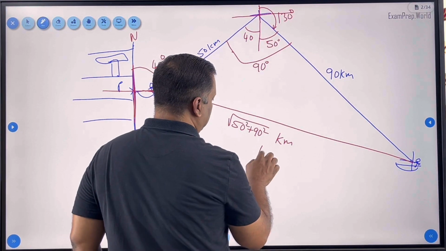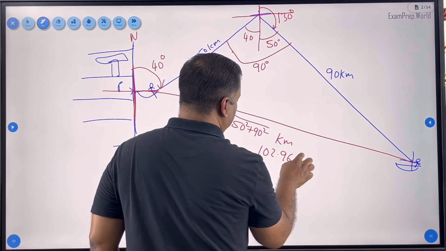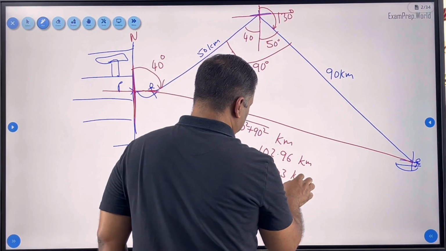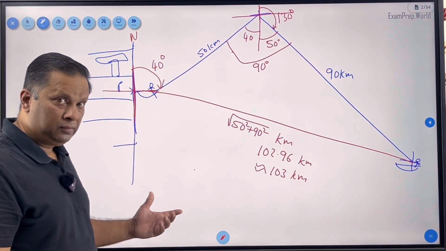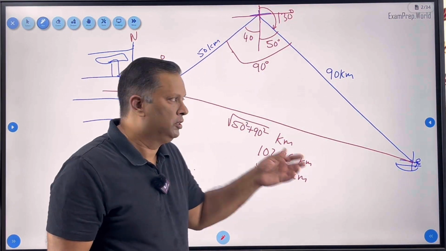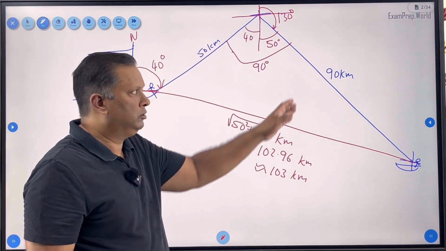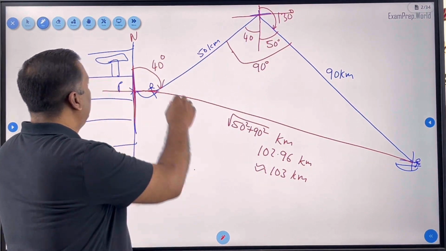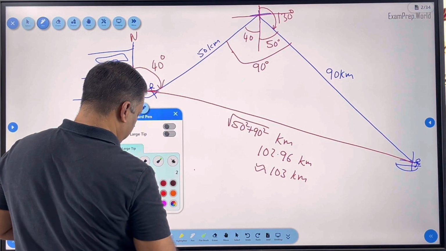102.96 kilometers, approximately 103 kilometers. Okay. We know the rescue has to go how much? 103 kilometers. Which direction? Will it go this direction, which direction? It can be so many directions. We know that he has to go in which direction?